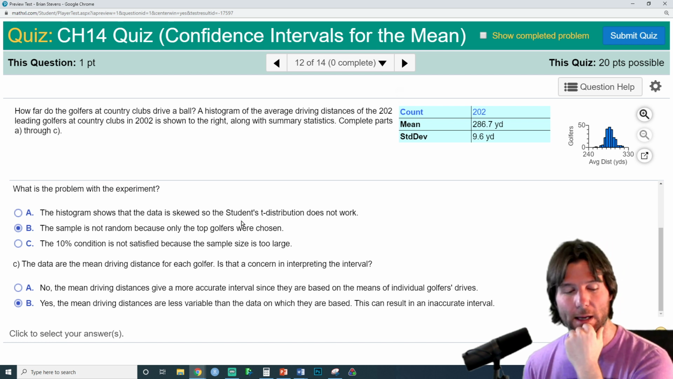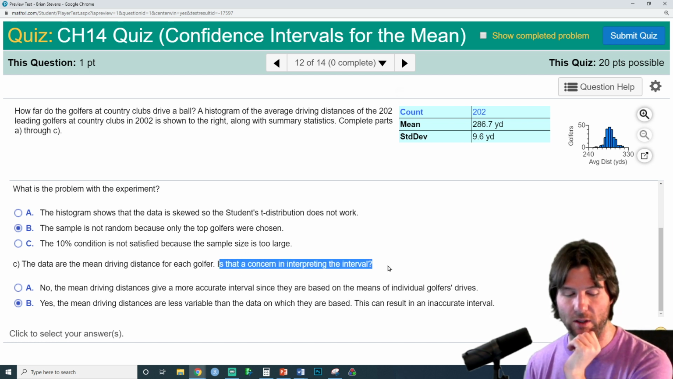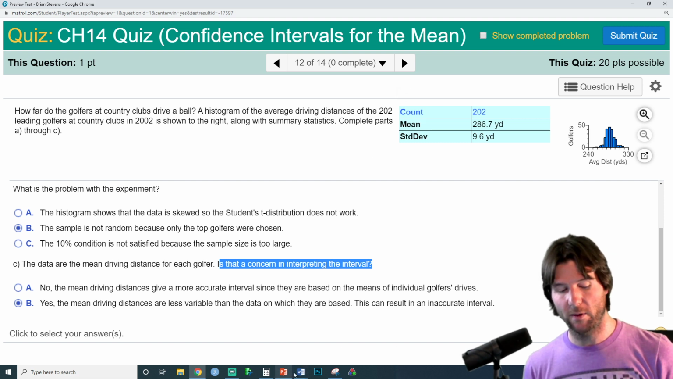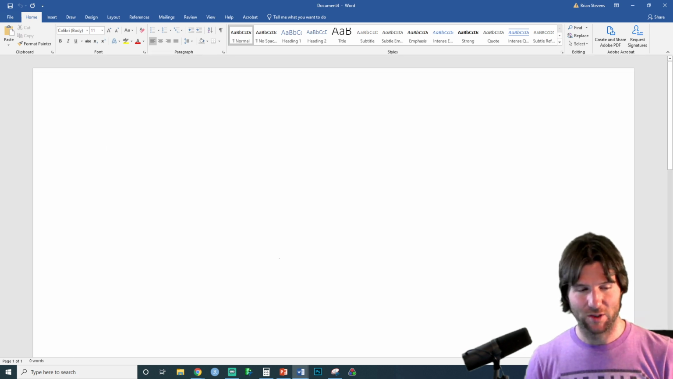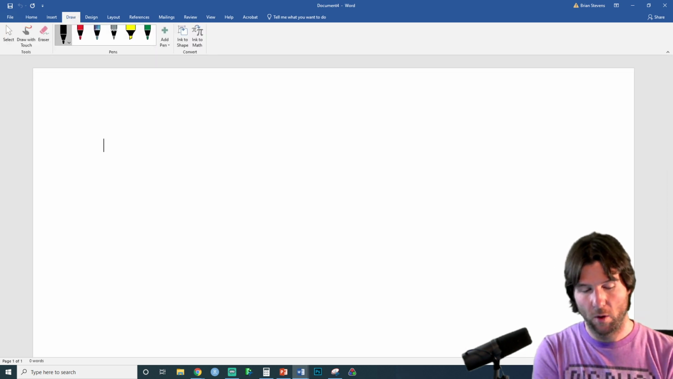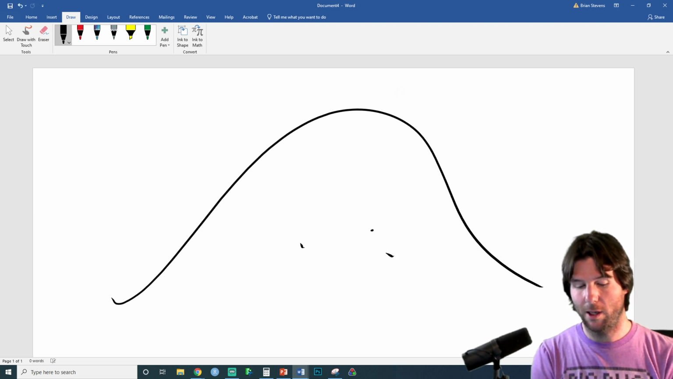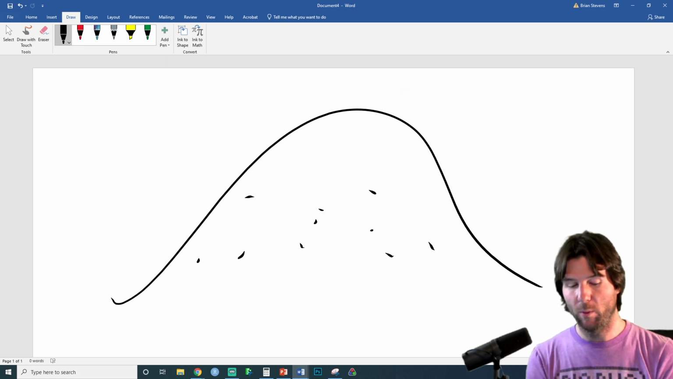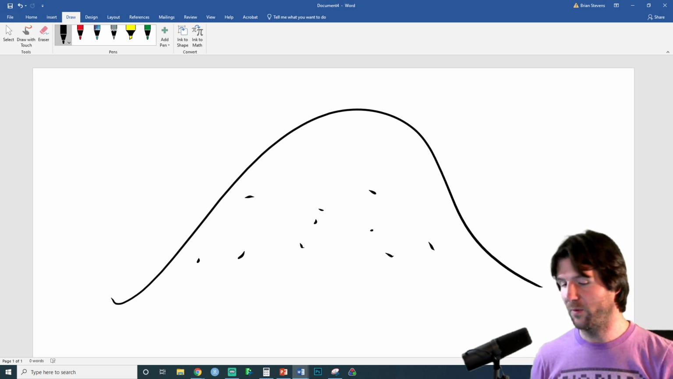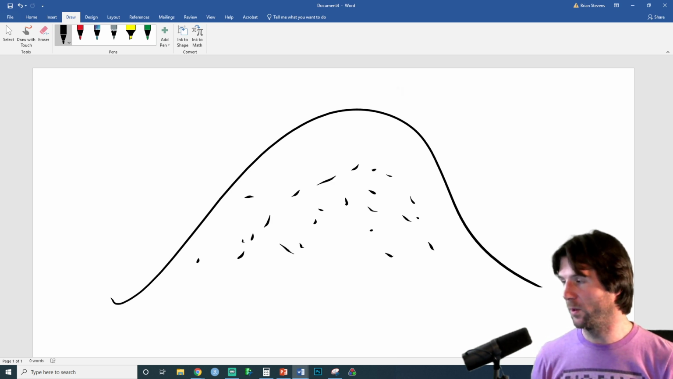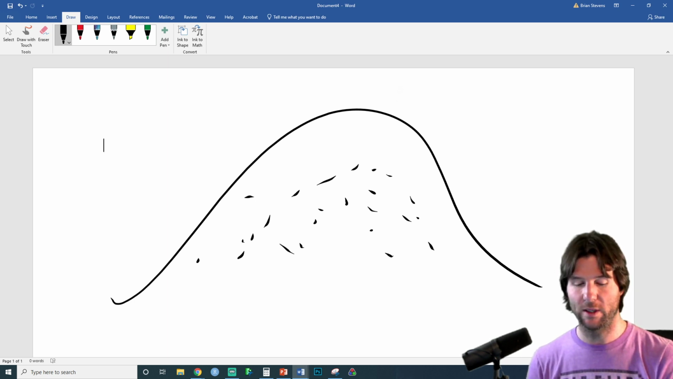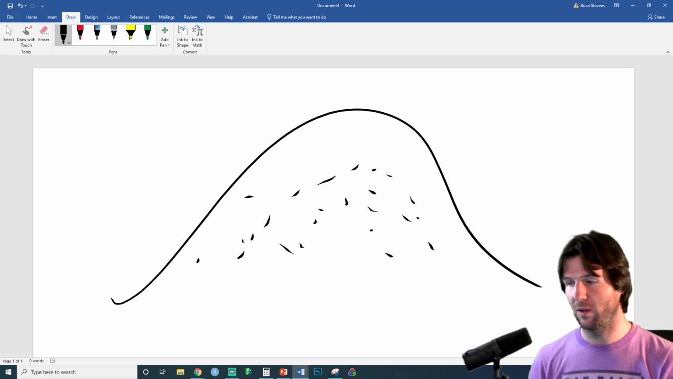It's asking, is this a concern when interpreting the interval? And what's going on right here is we're taking only the top golfers. When you're doing confidence intervals, you want to take single observations from distributions from random golfers. But what we're doing right now is taking non-random golfers, and then taking a whole bunch of observations from them and taking the average for golfers. So yes, this is a concern. I thought it said this interval is accurate, and this interval would not be accurate.